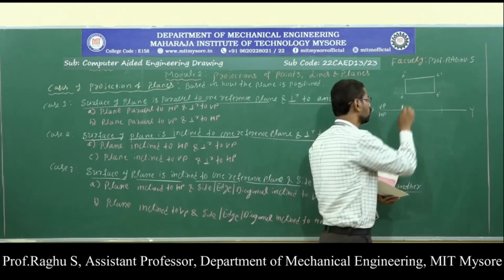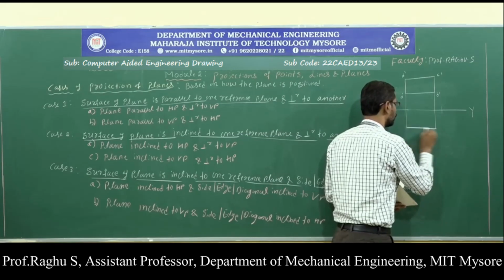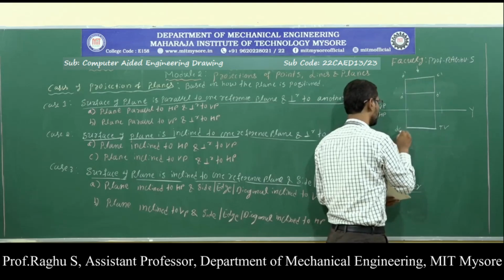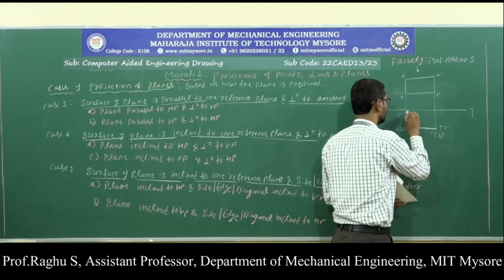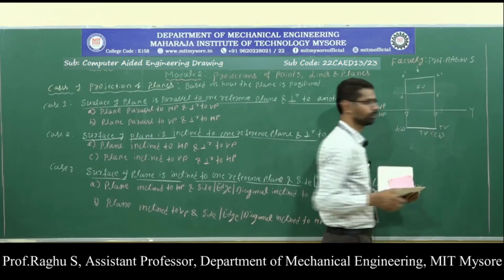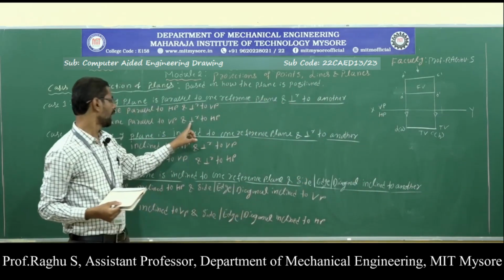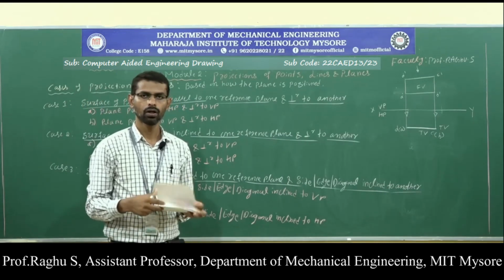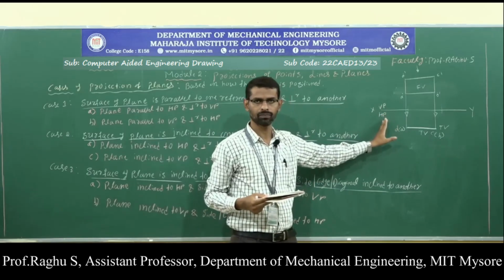And the top view is a straight line. So this is the top view. In the top view, D is visible, A invisible, and C visible, B invisible. So this is the front view and this is the top view. This is the solution for the second case: plane parallel to VP and perpendicular to HP. Here I have got this solution in a single stage.